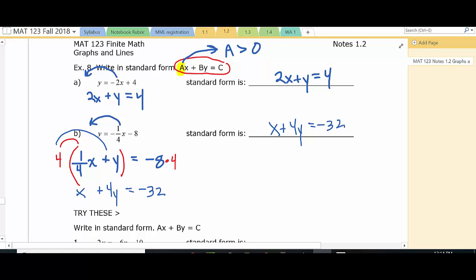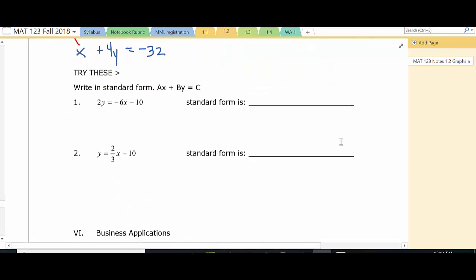Okay? So standard form, what you're going to know is it's x's and y's on the left equals a number. And whatever's in front of x needs to be positive, and try to get rid of fractions. Okay, is everybody clear in what I'm trying to tell you there? All right. So go ahead and do these. It shouldn't take you too much time. Those are not in standard form. So just kind of repeat what I just did. On number 2, be sure you get rid of the fraction.